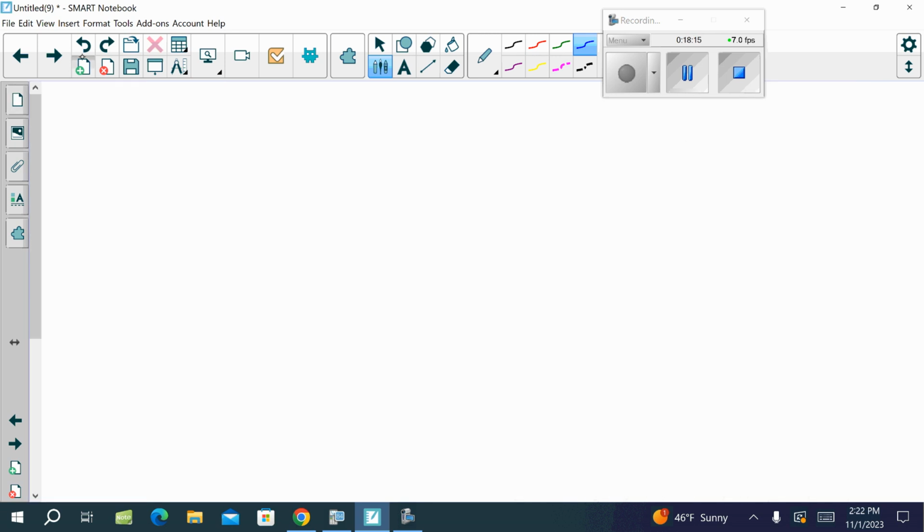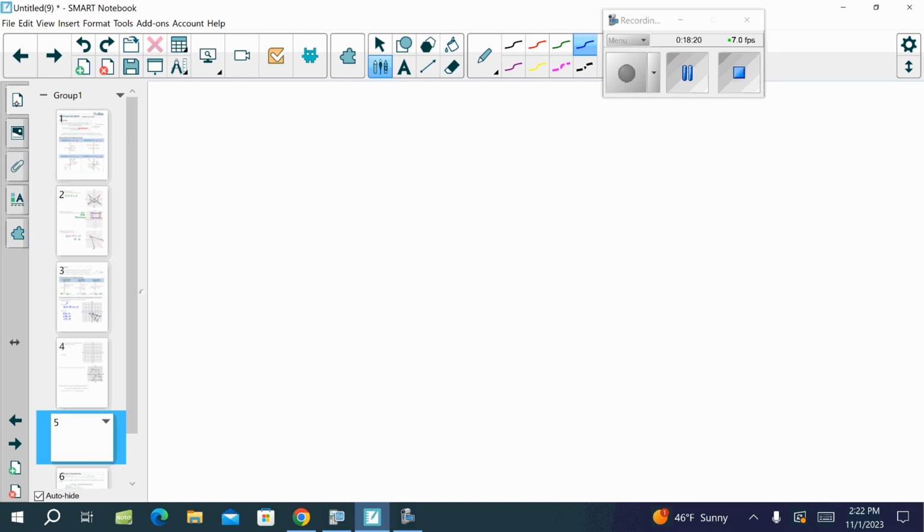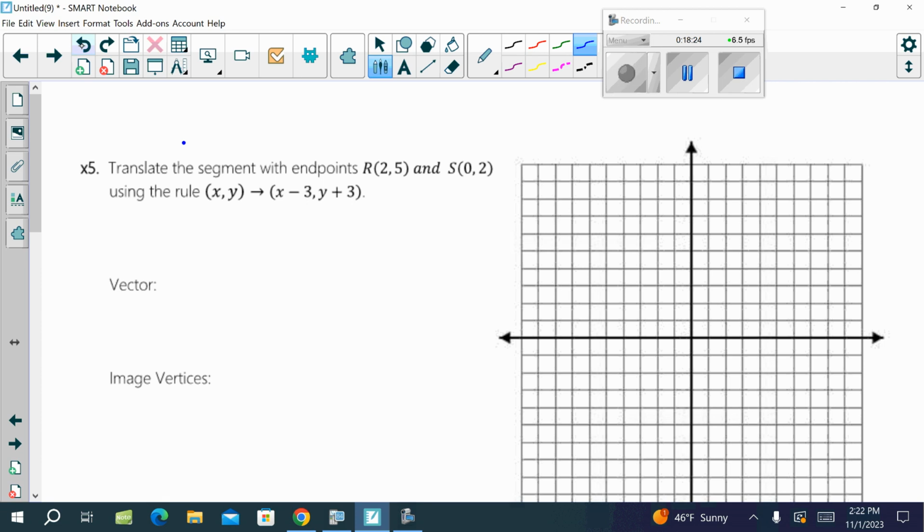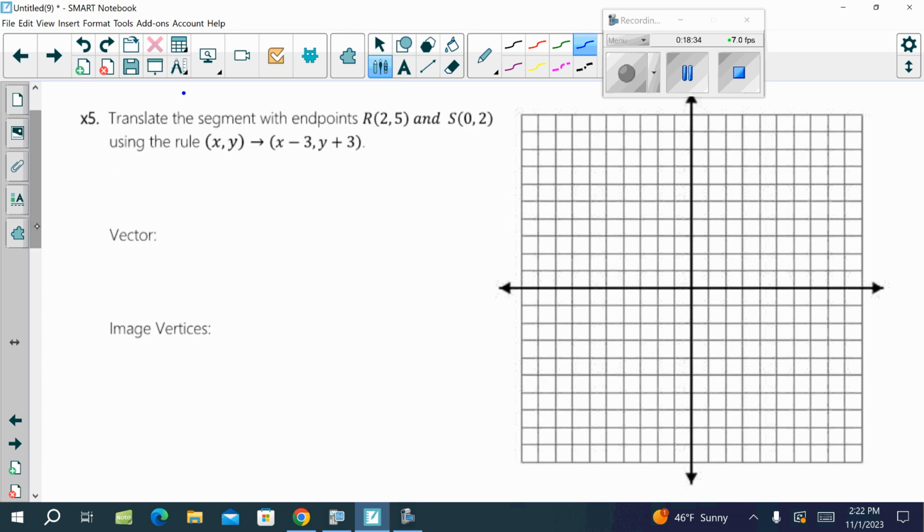Okay, translate this. Uh-oh. Nope, that's not what I wanted to do. I don't want that page. I want this page. Okay. Translate this segment with endpoints 2, 5, and 0, 2 using this rule. So let's graph the segment 2, 5. This is like a baby segment. This guy's tiny.